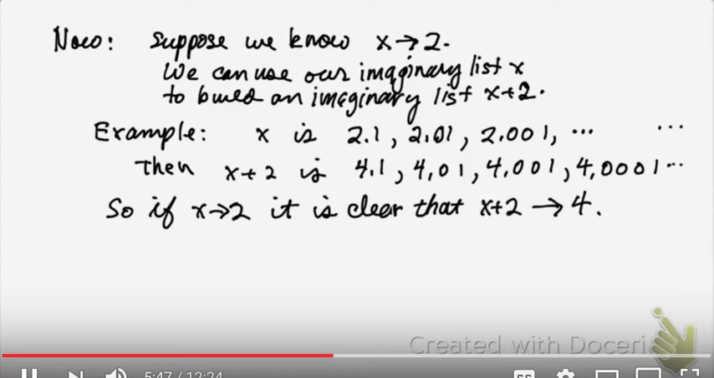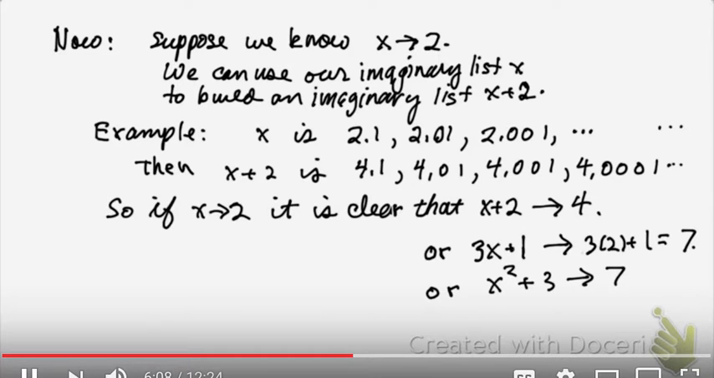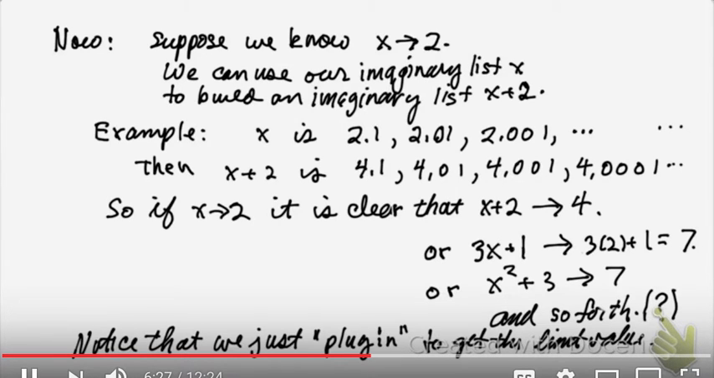Or similarly, given that we already have an x approaches 2 list, we might use the formula 3x plus 1 in order to build a new list. If the x's are getting closer and closer to 2, then the 3x's should be getting closer and closer to 6, and the 3x plus 1's should be getting closer and closer to 7. Or if we want another example, if the x's are approaching 2, we can make a list of the form x squared plus 3. We can see that that should approach 7 also. You might be a little bit disappointed to notice that in order to get our limit value, we're still just essentially plugging into the formula.